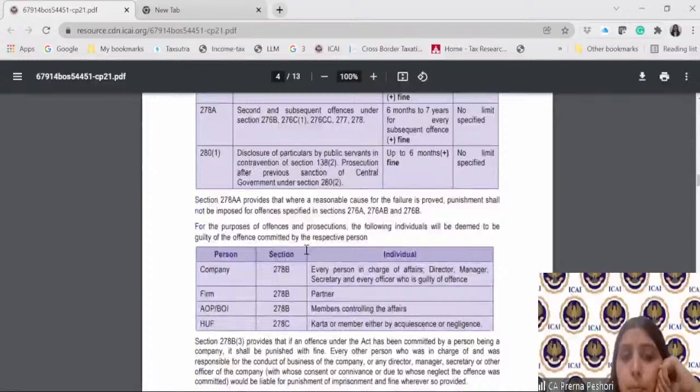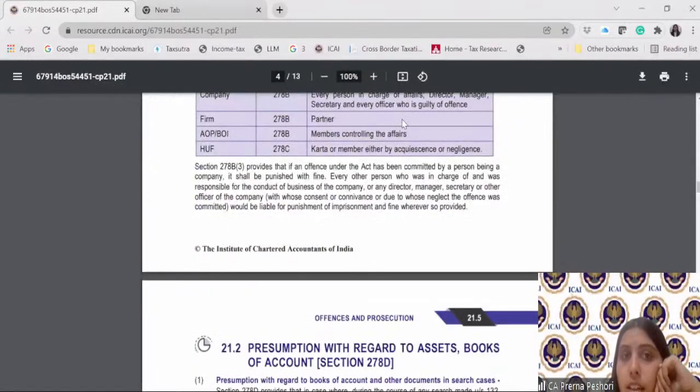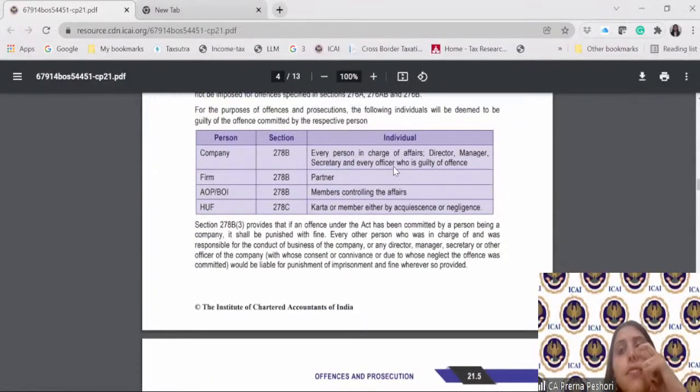So this is about the prosecution. This also, as I told you, if it's a company, the director or the secretary are charged for that. And in case of a firm, it is the partner. In case of AOP, it is the members who will be responsible and who will be prosecuted. Is that clear?